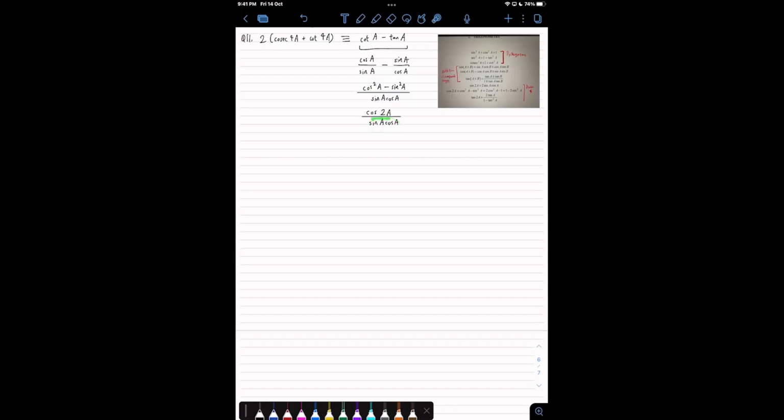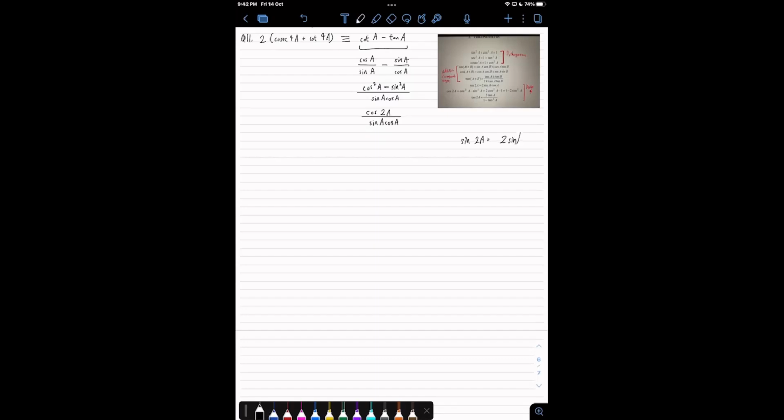Cosine A, sine A, it looks very familiar. A product of sine and cosine, where the angle is the same. You're taking sine and multiplying cosine. Which one? Sine 2A. But there's no coefficient 2. So what you're supposed to do when there's no coefficient 2 is to multiply by half on both sides.